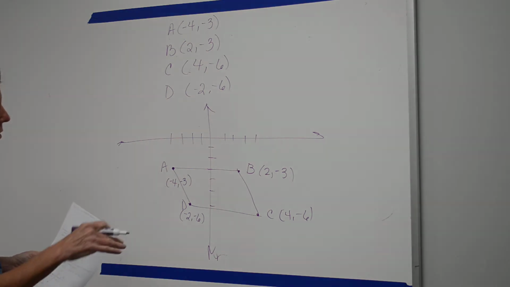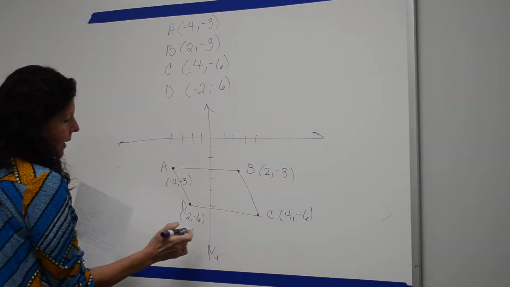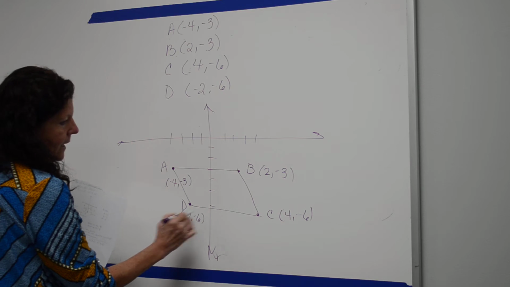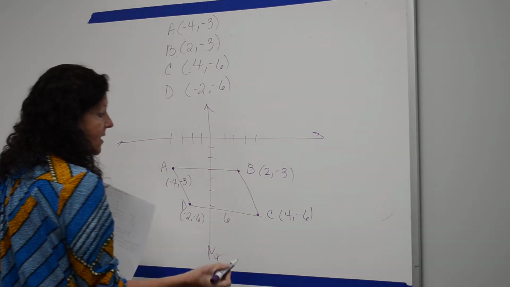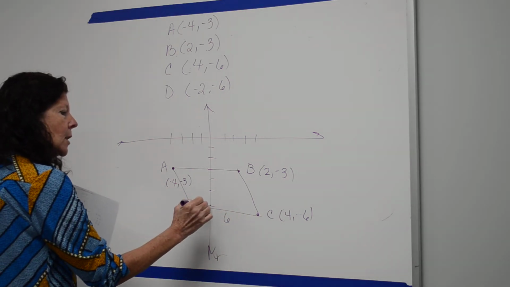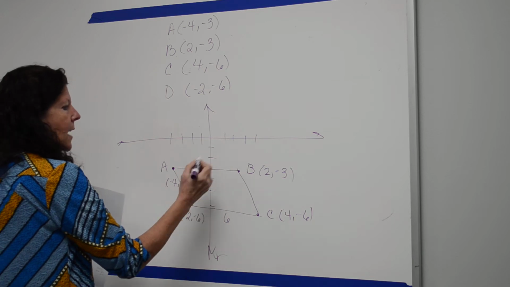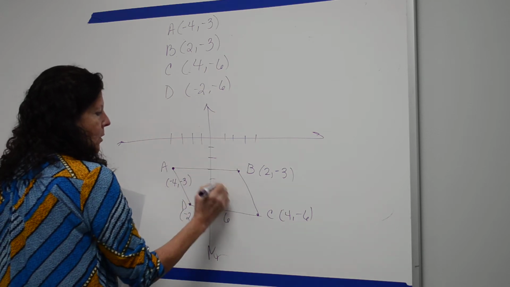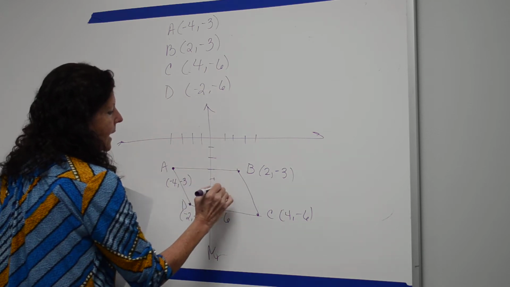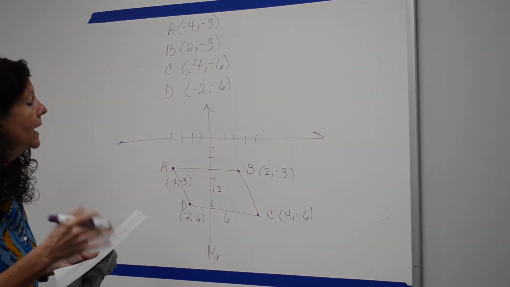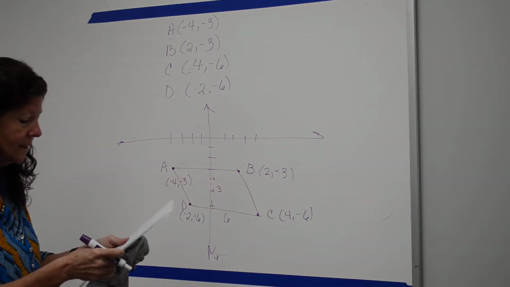So on this particular one, I can figure out the base because it's the distance from negative 2 to positive 4, which is 6, and I can figure out the height, which is from negative 6 to negative 3, which is going to give me a height of 3. If I couldn't do it that way, I would have to do it using the distance formula.